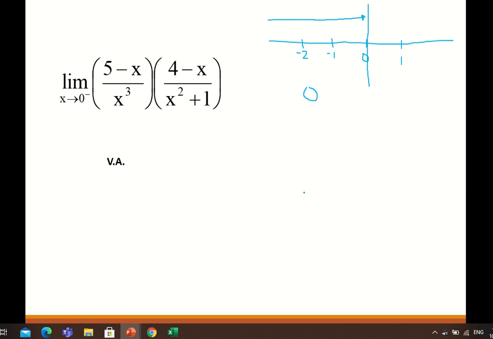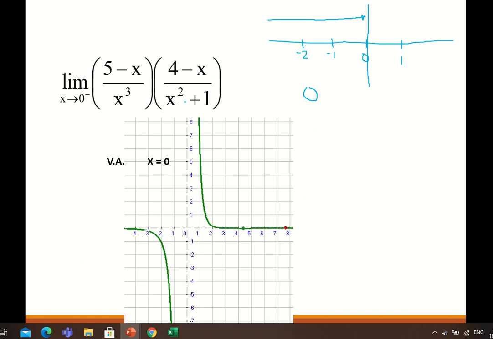Okay, so what is the vertical asymptote? The vertical asymptote is the value for x that can make the denominator equal to 0. So when this is 0, this becomes something above divided by 0. Even if this is not 0, because by the rule of multiplication of fractions, you have to multiply the numerators and you have to multiply the denominators.